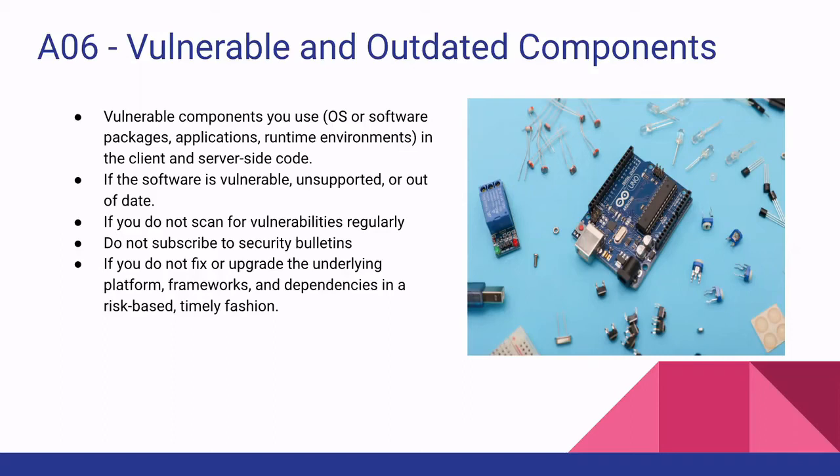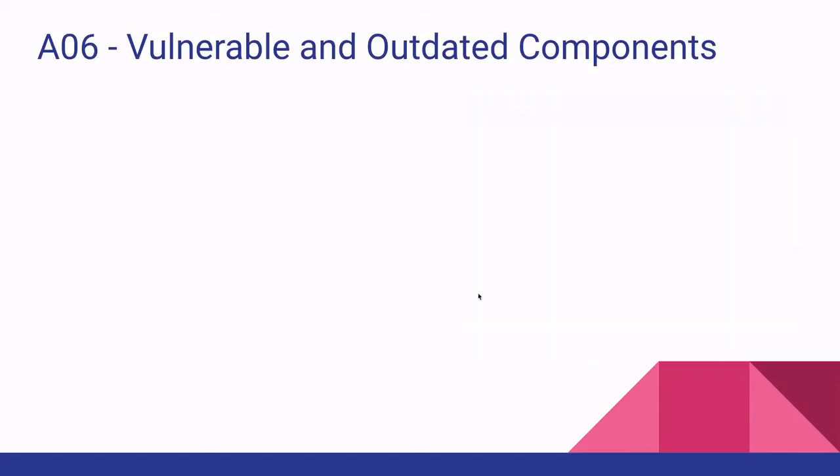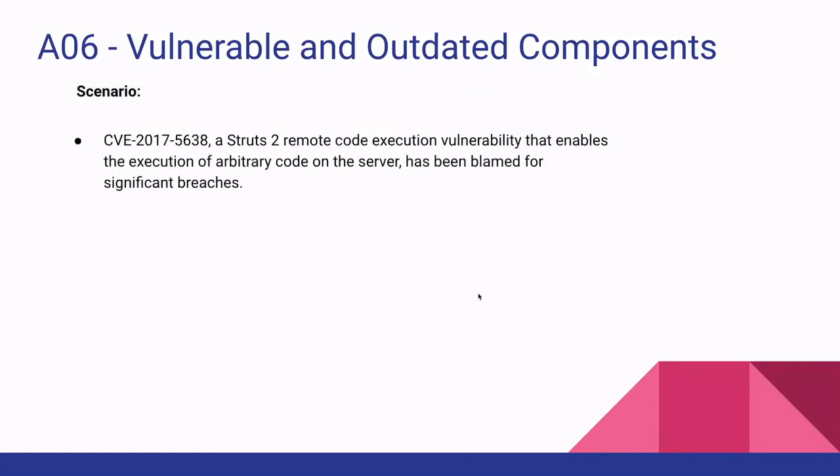So yeah, that is a vulnerable and outdated component. Just to give an example, right? I think in 2017 or 2018, probably, there was a popular vulnerability similar to this called Struts 2, and the CVE was 2017-5638, which was a remote code execution vulnerability that enables the execution of arbitrary code on the server, right?